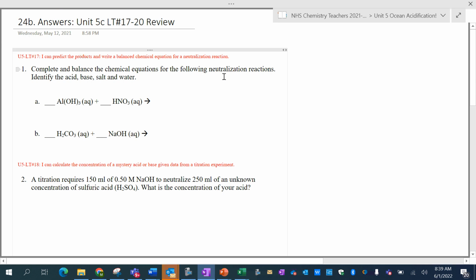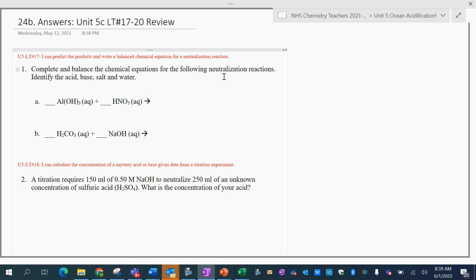All right, let's take a look at the Unit 5C Learning Targets 17 through 20 review. This is the last set of learning targets we need to test on before the final exam. Learning Target 17 says, I can predict the products and write a balanced chemical equation for a neutralization reaction.